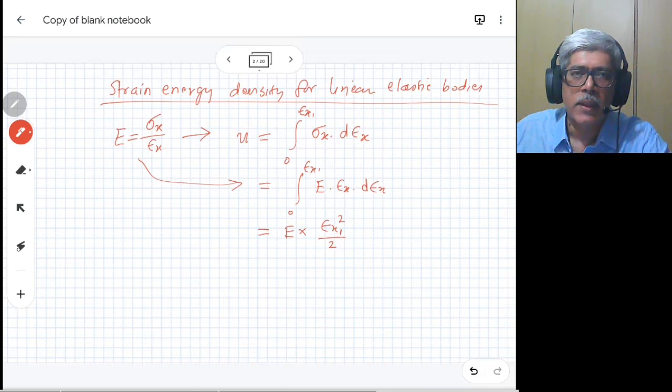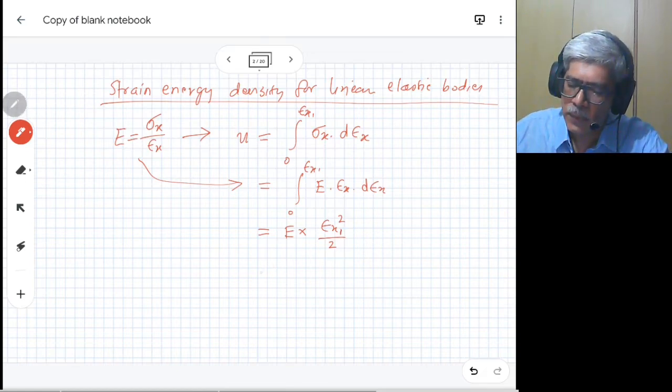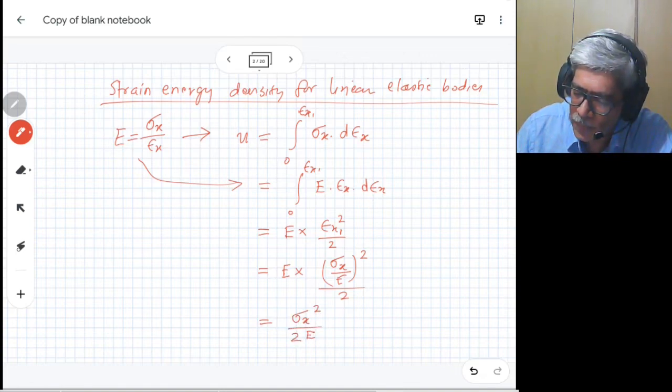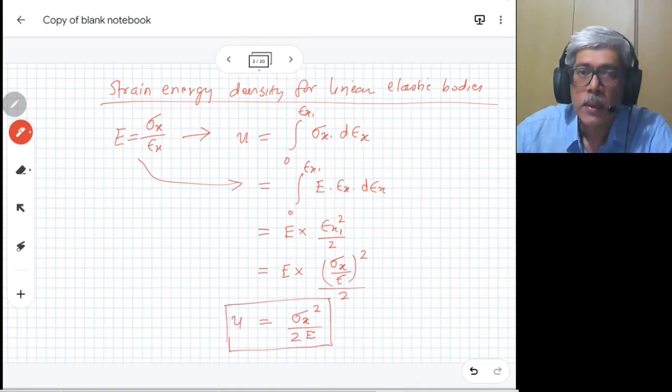Rather than writing this equation in terms of strain, it is conventionally written in terms of stress. So we can write this as E times sigma x by E the whole square divided by 2. After simplification, we'll get sigma x square divided by 2E. That is the expression for strain energy density that will be used for the calculation purpose.